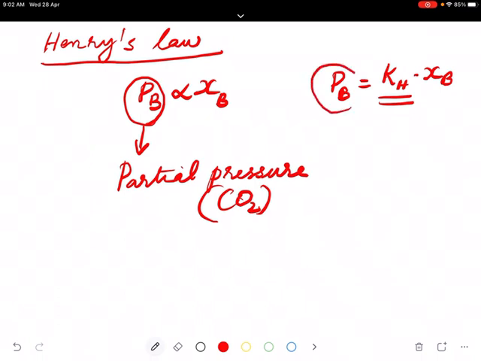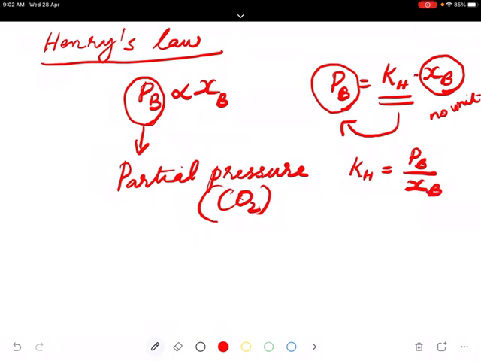Now, PB is the pressure, so the unit of pressure will be there. XB is the mole fraction, no unit. So KH will have the units of pressure. Why? Because XB has no unit. What is KH? KH is equal to PB upon XB. So this is a general format or common form of Henry's law.